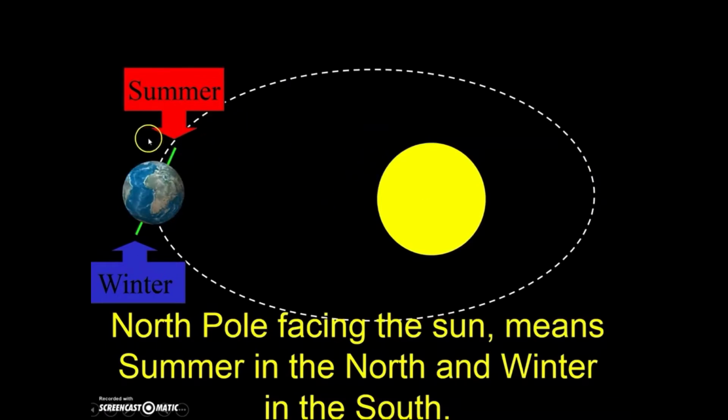Now, with the North Pole facing the sun here, this means that the North is receiving all of the heat. The South Pole is not receiving any heat whatsoever. So this means that this is going to be the summer and this is going to be the winter. And what is most interesting here to note is that the Earth is actually furthest away from the sun during our northern summer. Who knew, right?